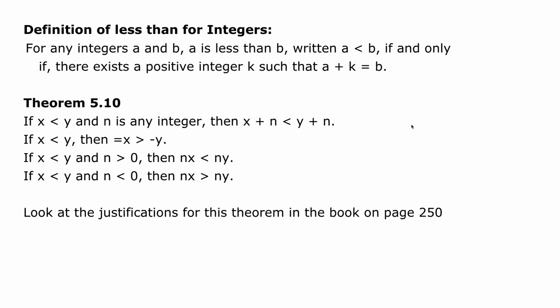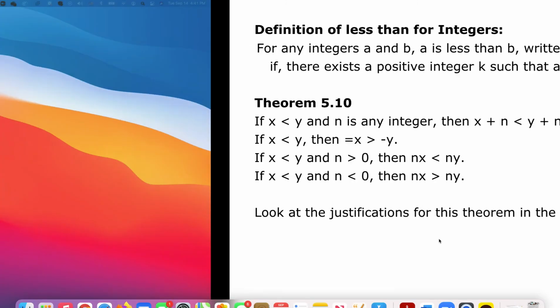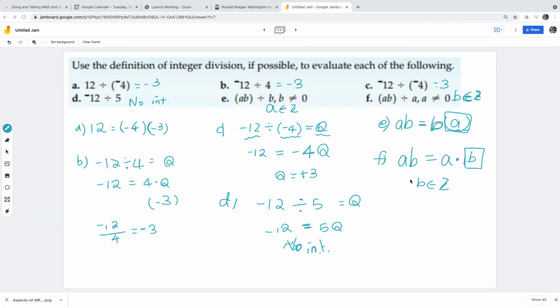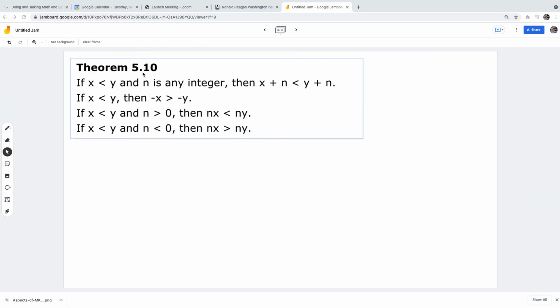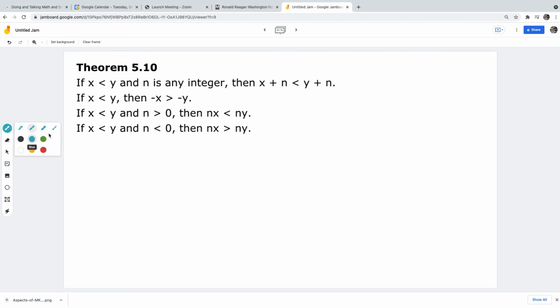This side, left hand side, is already greater, so actually let me pull out my Jamboard here and talk about these theorems. I copied down the theorems here, and I'm not a good artist, but I can try. So the first one here: if x is less than y, again x and y here are integers, and n is also any integer.